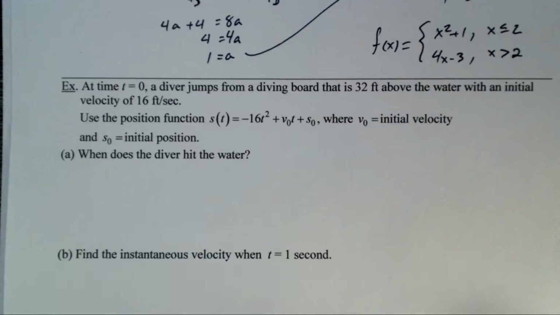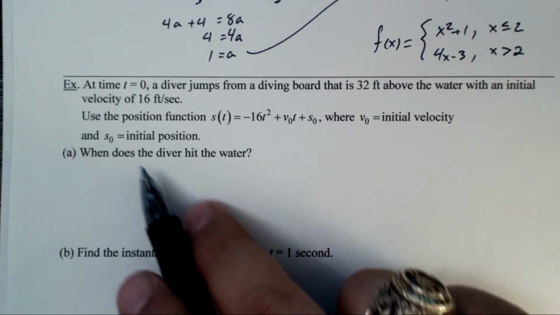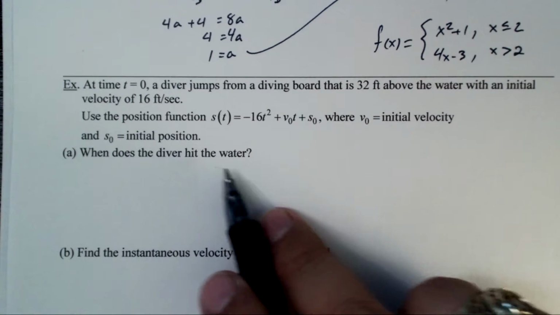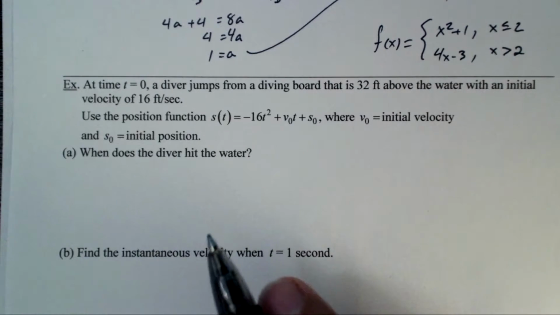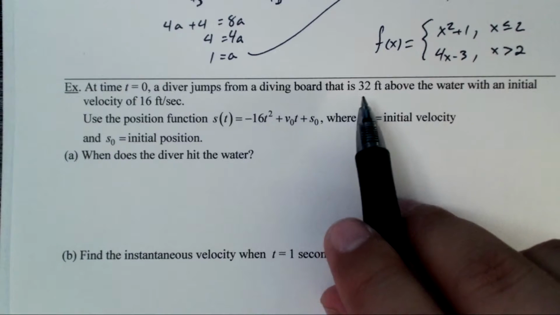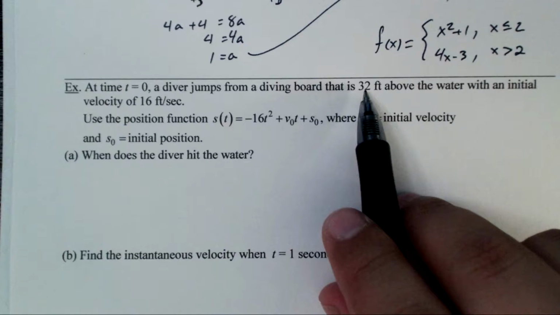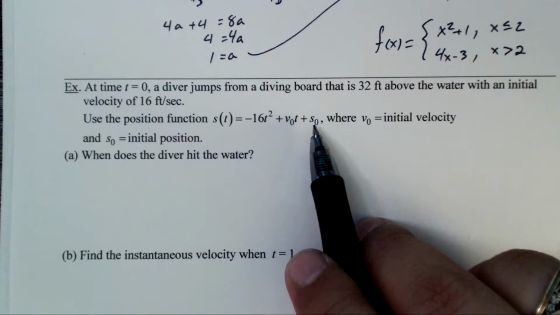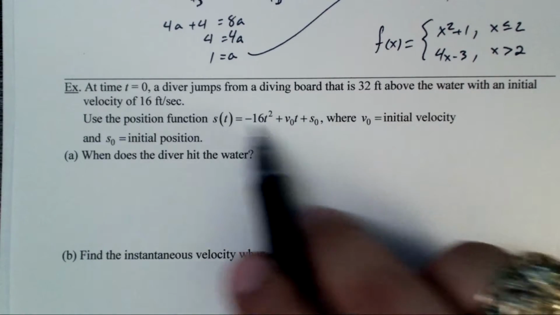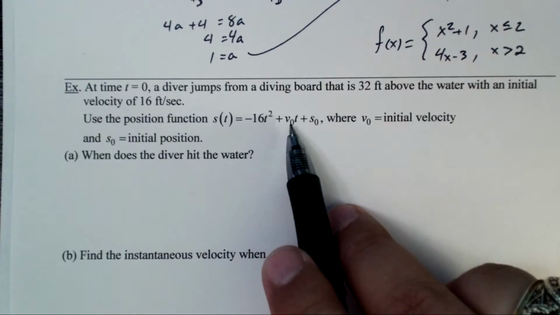All right, so they give us a function s of t. It says, when does the diver hit the water? So we're trying to figure out when the diver hits the water. Now, what they've also given us is 32 feet above. So that's our initial position right here, and they've given us 16 feet per second, which is our initial velocity.